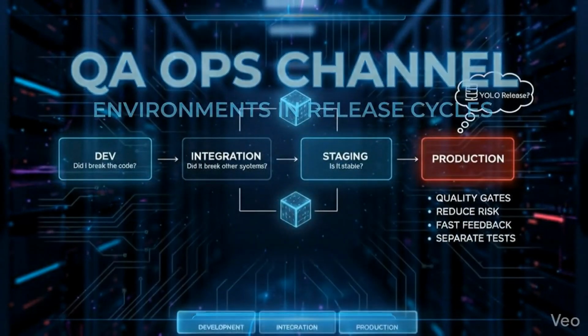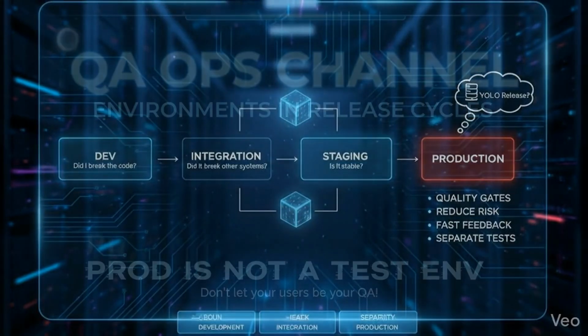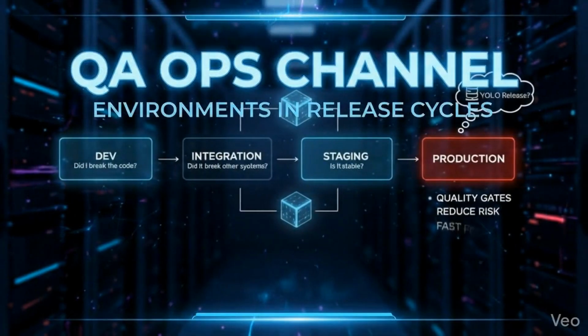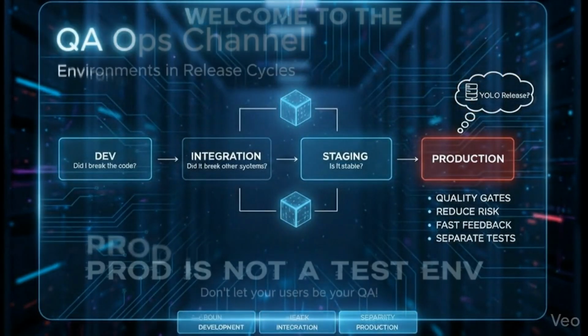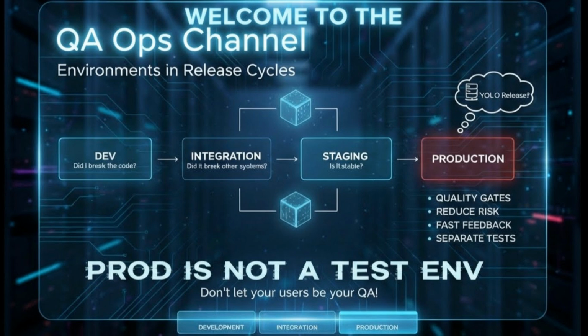Today we're talking about environments in release cycles, what they are, why they exist, and how to design them so they actually support delivery instead of slowing everything down. Environments serve as quality gates in your delivery pipeline. They are to reduce risk, provide fast feedback, and separate test activities.